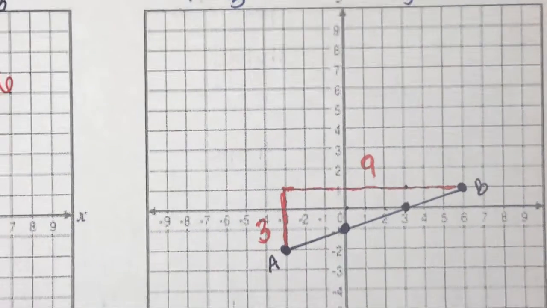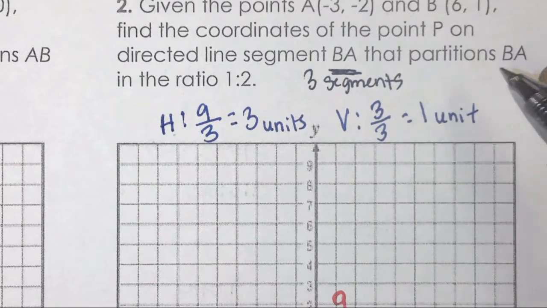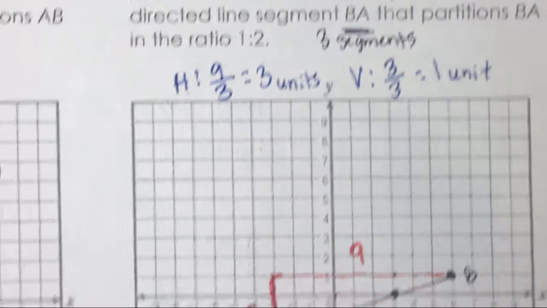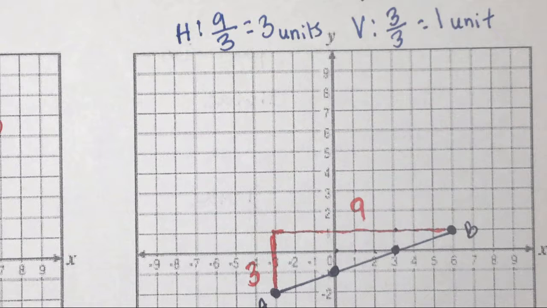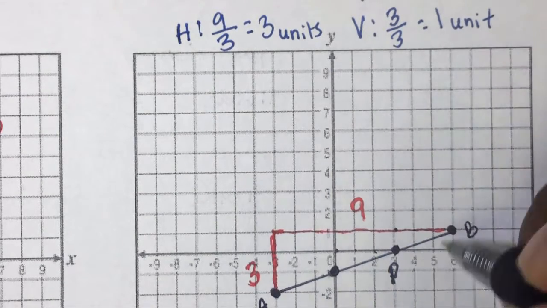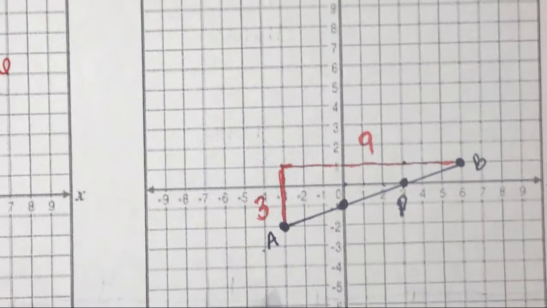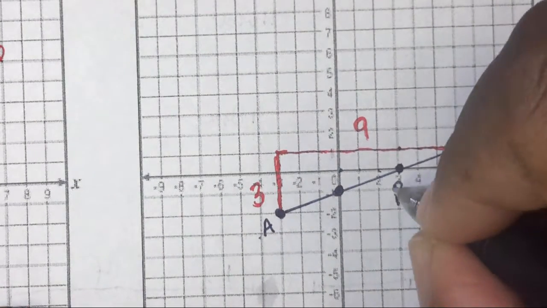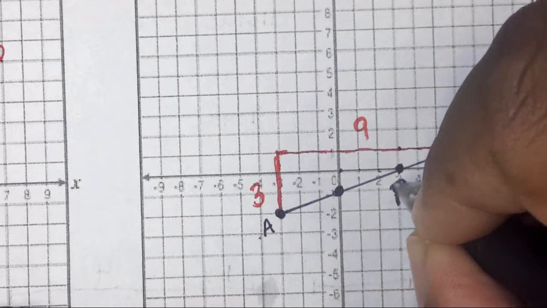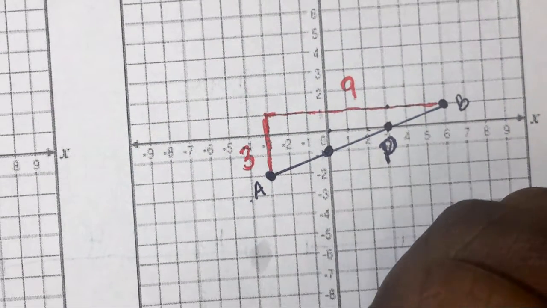Give me my points for my partition. Now you need to understand, they told me B to A. So they want me to partition this 1 to 2 from B to A. So where's my point P going to be at? Give me the actual coordinate. Yeah, it's going to be at 3, 0 right here. This is where P is going to be at, because from B to A, I'm splitting it into 1 to 2. Alright, so point P will be at 3, 0.